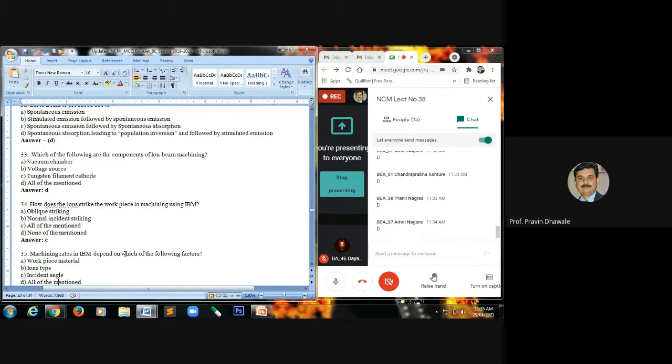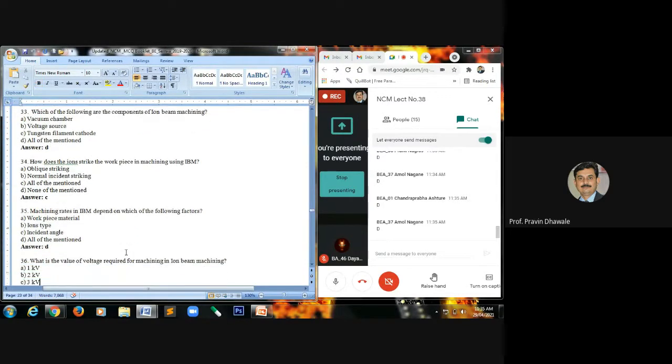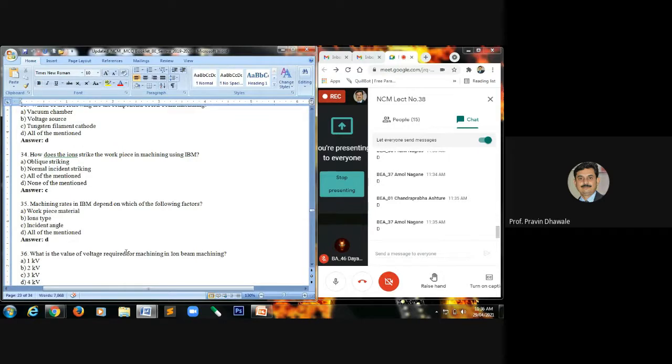Machining rates in ion beam machining depend on which of the following factors: workpiece material type, ion type, incident angle, all of the mentioned. That is all of the mentioned. Amol as well as Chandra Prabha.